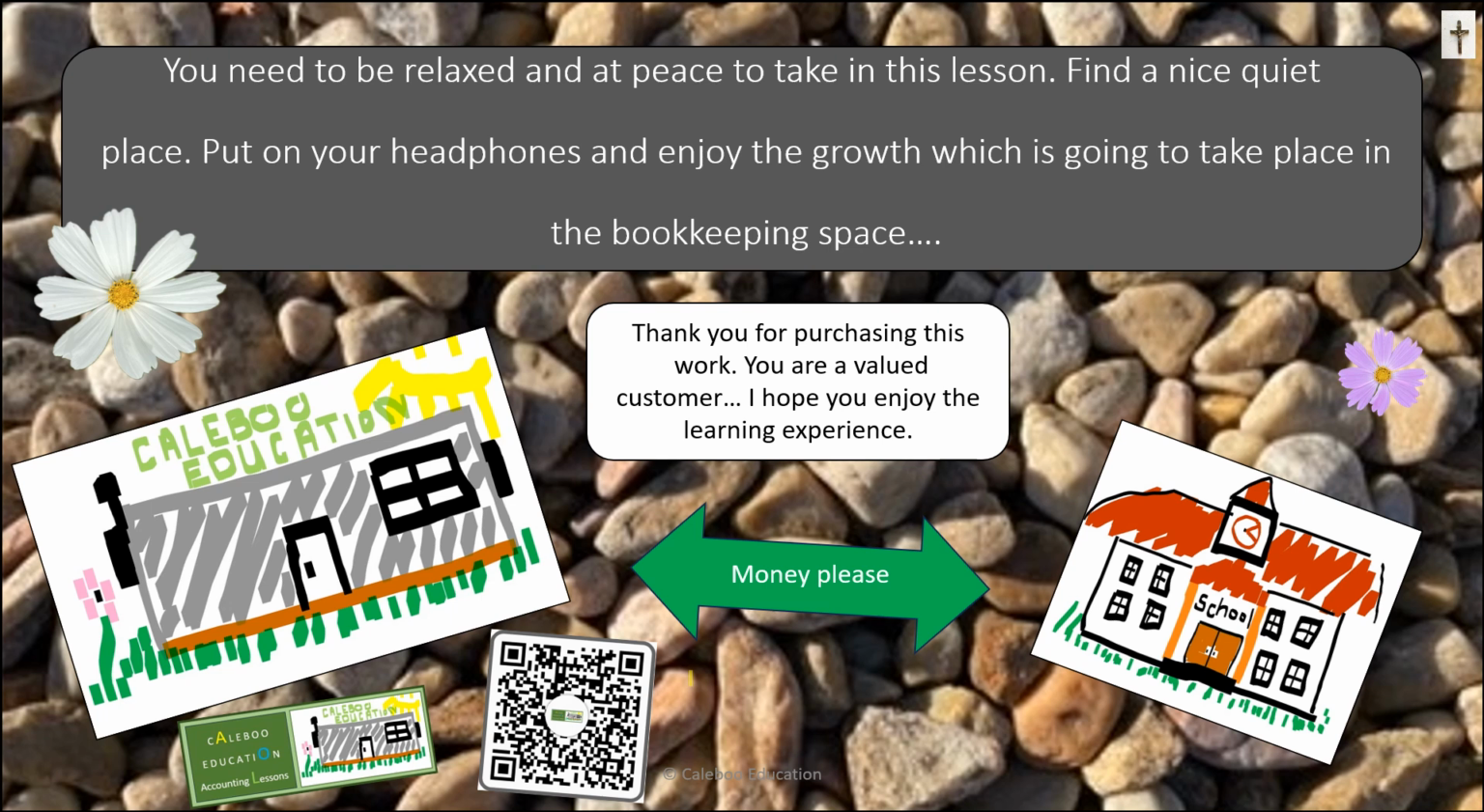Today I'm going to complete the debtor's journal. A debtor is someone that we sell to on credit, and in this lesson the school is a customer of Calibre Education. The school has an account with Calibre Education, and Calibre Education is going to sell to the school on credit. So the school is able to buy products and pay later.